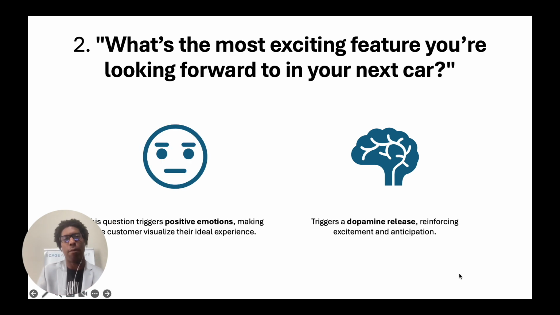So try that out. Number two: what's the most exciting feature you're looking forward to in your next car? I like this question because it's already putting them in the thought process of what they're going to get next. The science behind this is that the question triggers positive emotions, making the customer visualize what it's like to be in their car. And that's exactly what I'm saying: if you can put the vision in your customer's eyes and share that experience with your customer, that's next level, because that's what customers want.